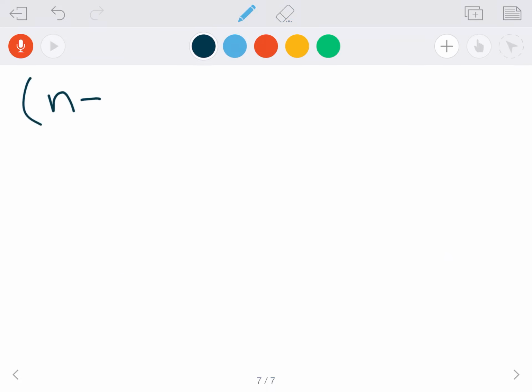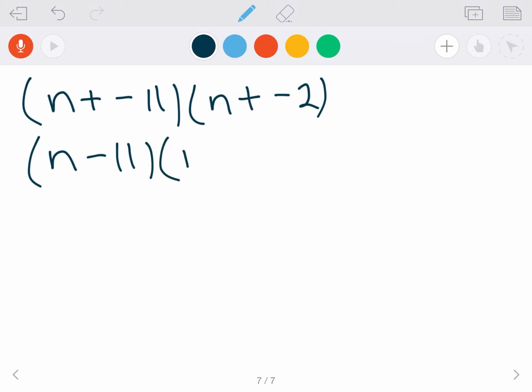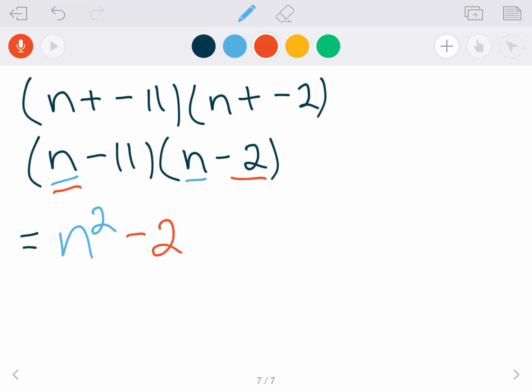So we have n plus negative 11 times n plus negative 2. And if you don't like the plus negatives, remember that you can also write this as n minus 11 times n minus 2. Okay, so let's go a little bit faster through FOIL. Remember, F stands for first, so n times n equals n squared. Next is outer. We have n times negative 2. That is negative 2n.